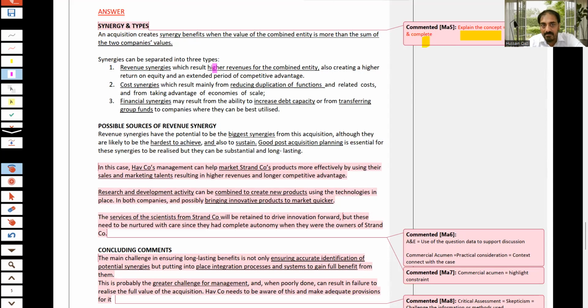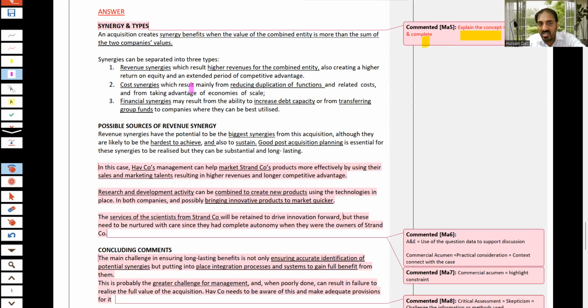Revenue synergy, which results in higher revenues, more revenues for the combined entity, first line, and also creating higher return on equity and an extended period of competitive advantage. The complete statement is what will be the implications if we get the higher revenue. So result higher revenue, implications means also creating higher return on equity and get the extra competitive advantage. One liner statement. Just rote learning.